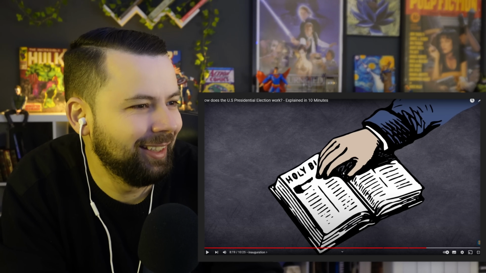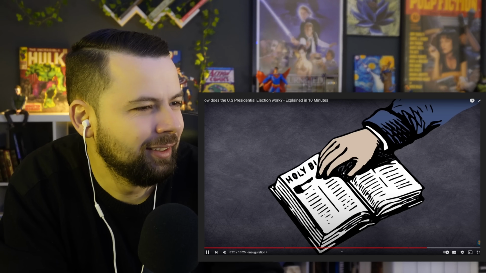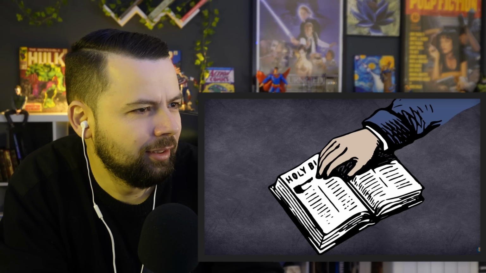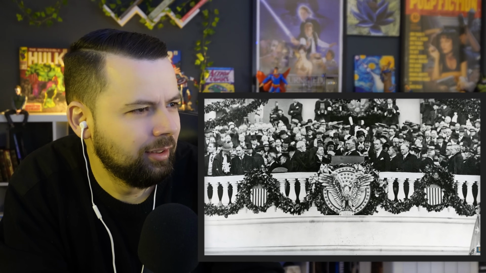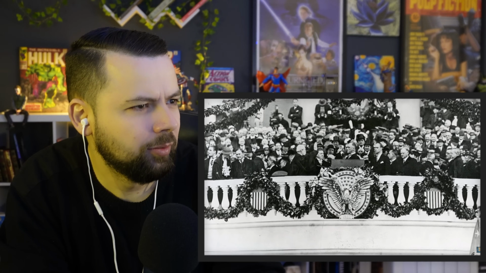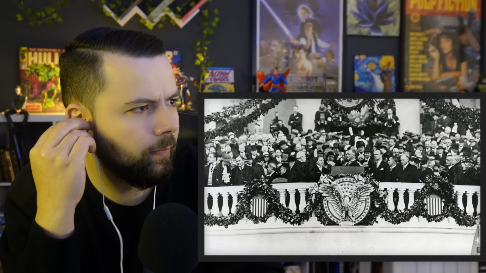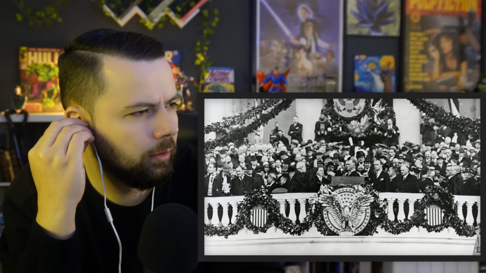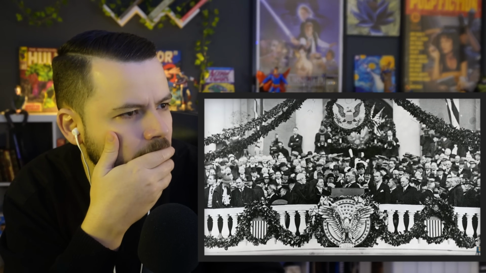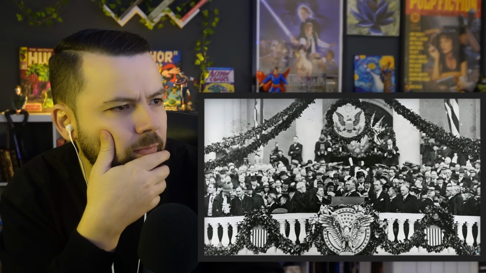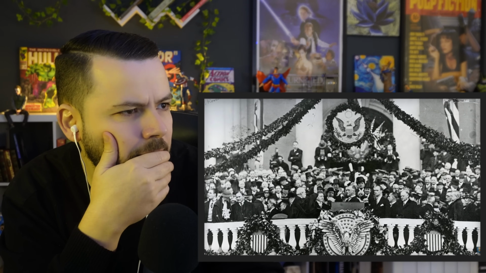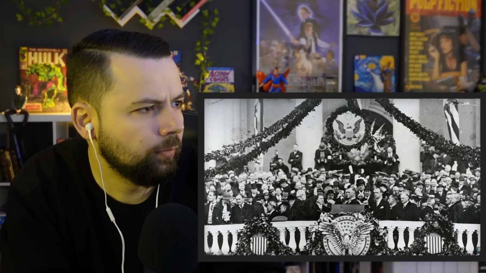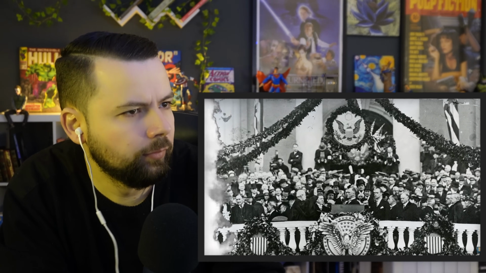January 20th after each election. The ceremony is presided over by the Chief Justice of the Supreme Court and is usually attended by any living former presidents, as the outgoing president welcomes the president-elect into the White House before the latter takes his oath of office. By 12 p.m. that day, the United States officially has its new president.